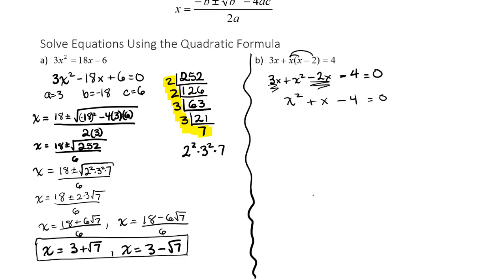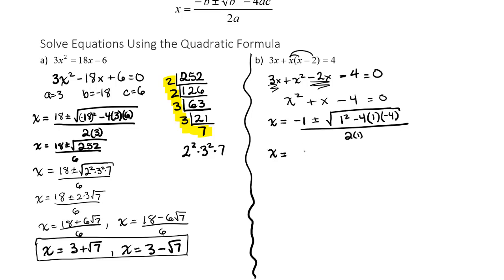Now you might be thinking you can factor this and set the factors equal to 0, but the whole goal of this section is to use the quadratic formula. So we're going to, and I don't think that actually factors nicely, so let's use the quadratic formula. x is equal to negative b, so negative 1, plus or minus the square root of b squared, 1 squared, minus 4 times a, which is 1, times c, which is negative 4, all over 2 times 1.